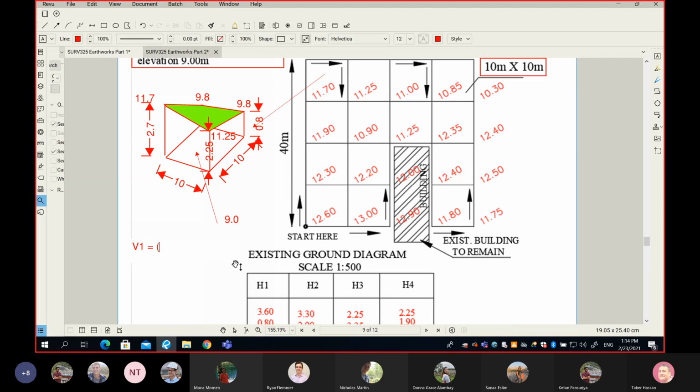Any help? Okay, nobody wants to help me, so I will help myself. So look at this, please. I'm going to go 2.7. That is your first depth of cut plus 2.25 plus 0.8 plus 0.8.